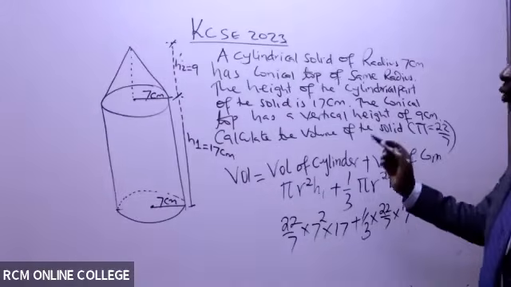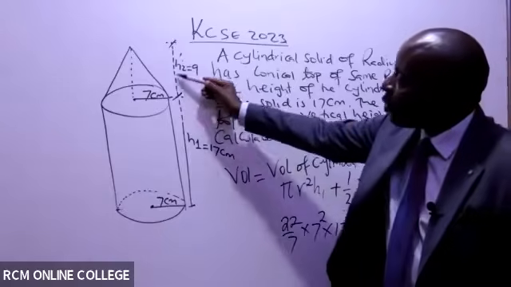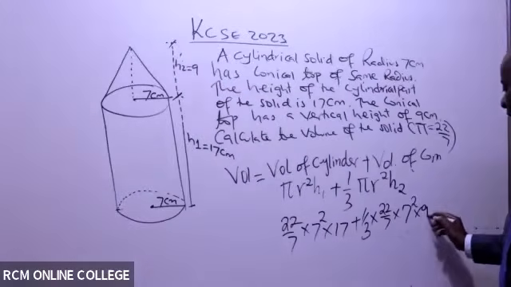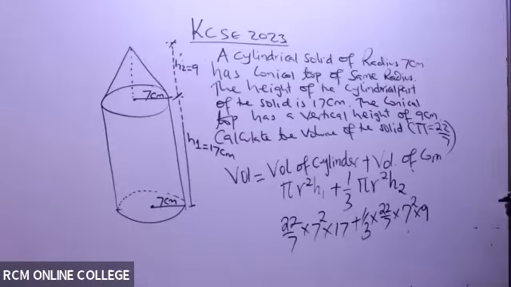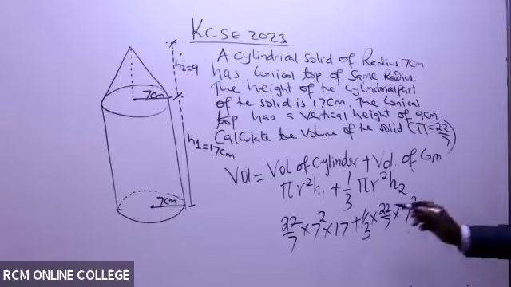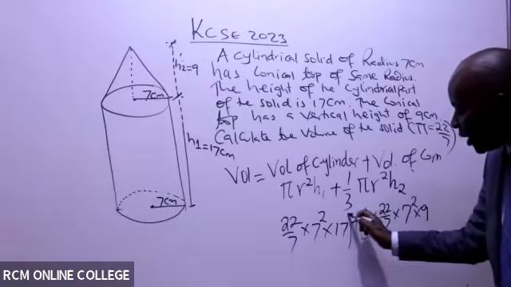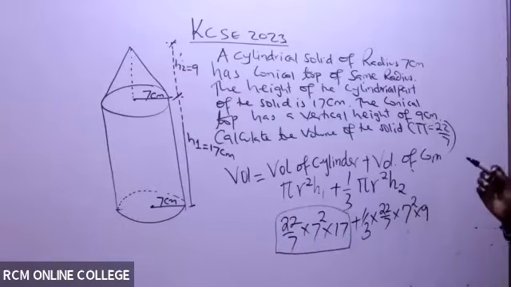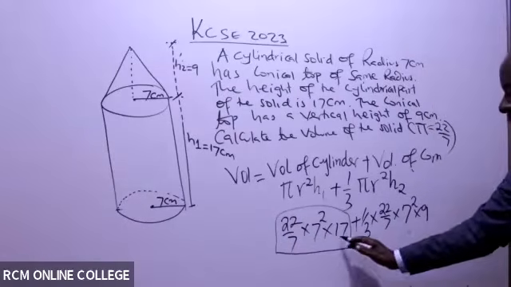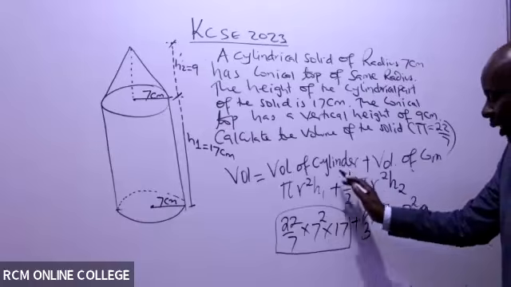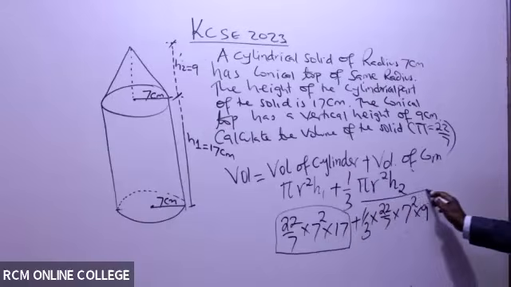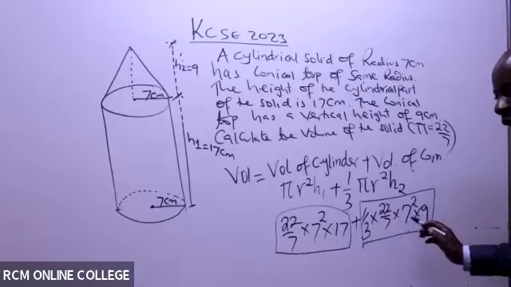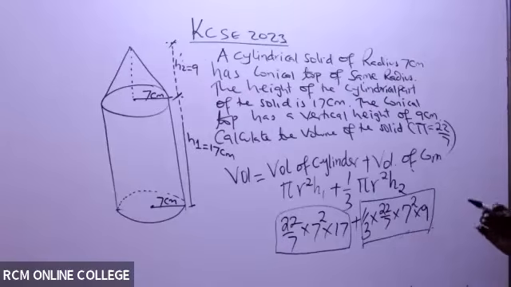Remember that height 2 is the height of the cone, which in this case is 9. So could you kindly help me, first of all, if you have your calculator, please give me this answer for the cylinder, and then someone else will be able to give me this answer for the cone.